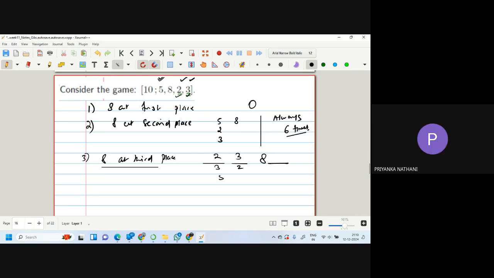He is relevant. 5 2 आ सकता है, 2 5 आ सकता है, 5 3 आ सकता है, 3 5 आ सकता है. So in all cases he is relevant, 6 times. Fourth place not relevant.